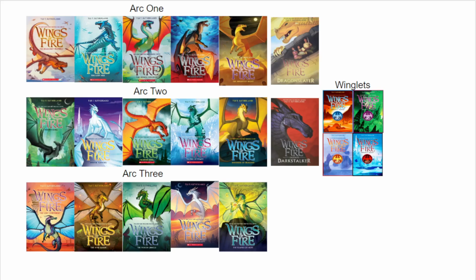My final way is just read the entire series, putting Dragon Slayer after Arc 1, Darkstalker after Arc 2, reading the Winglets books after reading that because they don't affect Arc 3, and then read all of Arc 3, and you've read everything, and it all lines up pretty well because Dragon Slayer affects both Arc 1 and Arc 3, but it makes most sense, at least to me, to read with Arc 1, and Darkstalker fits with Arc 2 very well, and the Winglets affect Arc 1 and Arc 2, but not Arc 3 very much. So this order is what I would recommend.